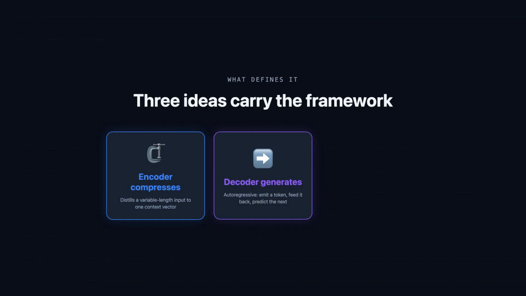The decoder generates the output autoregressively. It produces 1 token, feeds it back in, and predicts the next, building the sequence left to right. This same generate and feedback pattern is exactly how today's language models write text 1 token at a time.